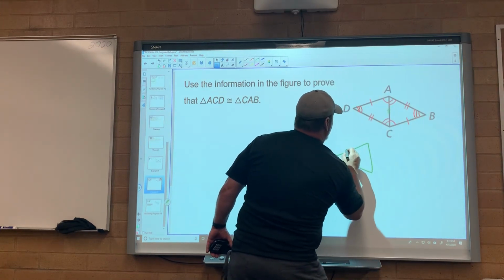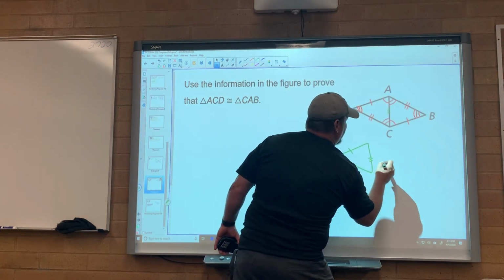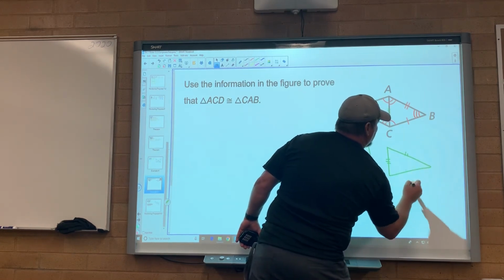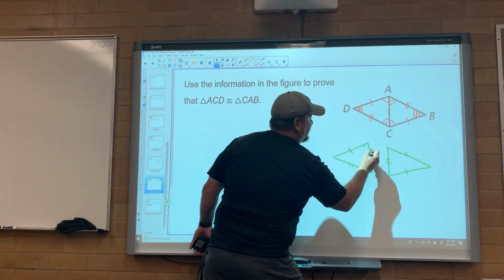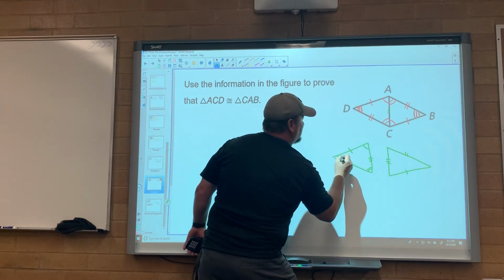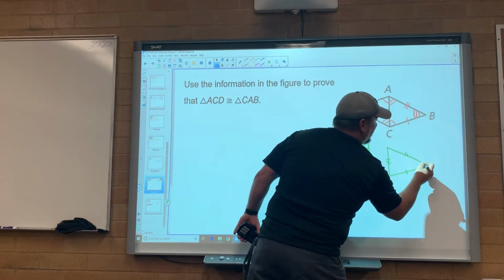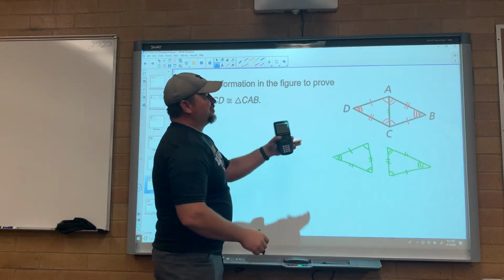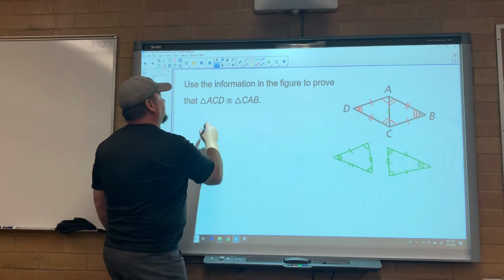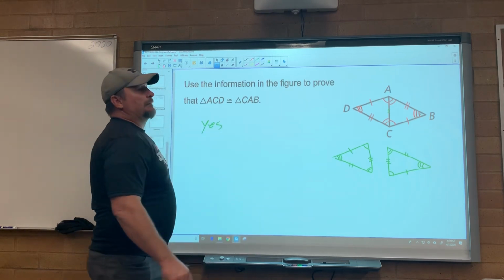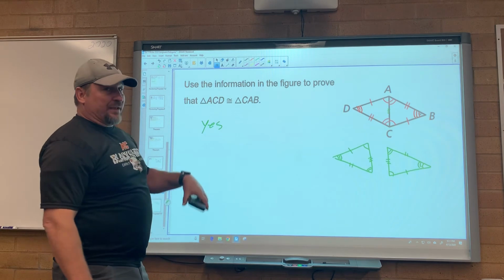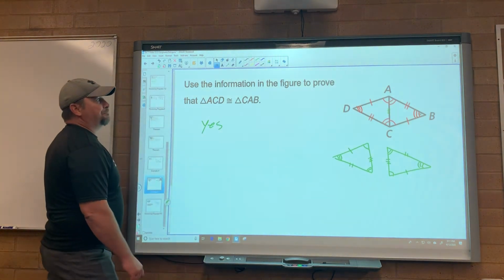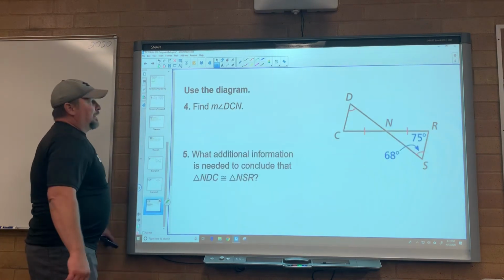And then obviously we have all the angles marked. And those two triangles are congruent, so yes, they are. We used the reflexive property and the third angle theorem to solve it. Okay? And our last one.